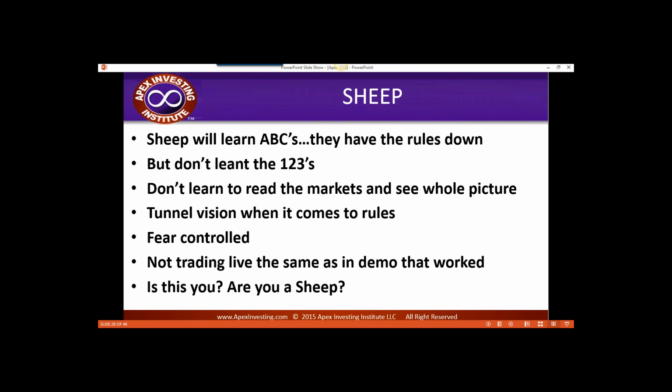Some sheep will learn the ABCs, meaning they'll understand the entry rules pretty well at times. They do follow the rules pretty well, but they don't learn the 1, 2, 3s. What do I mean by that? Well, they just look at this setup, this was red, this is go. But they don't understand why they're doing that. And not everyone understands that from day one. That's something you learn over time. But they don't learn to actually see the whole picture and read the markets.